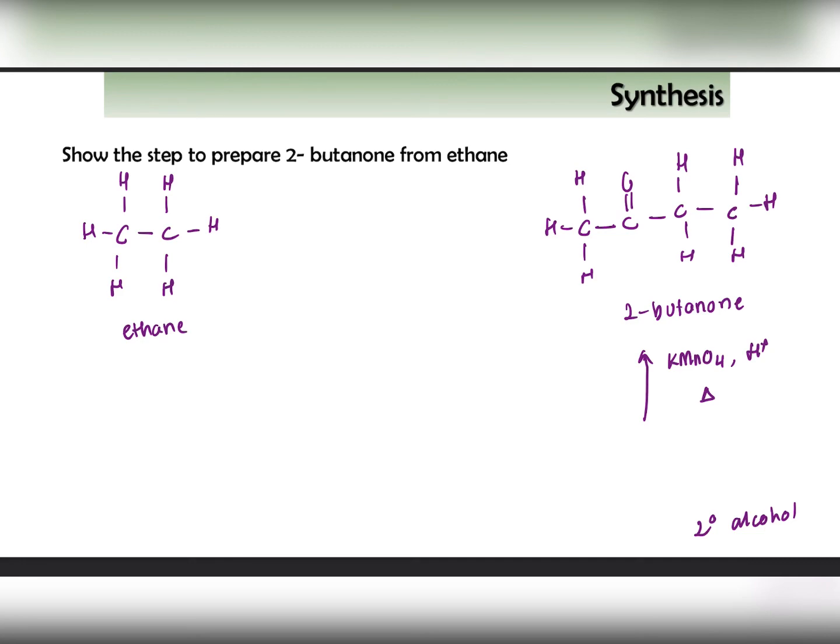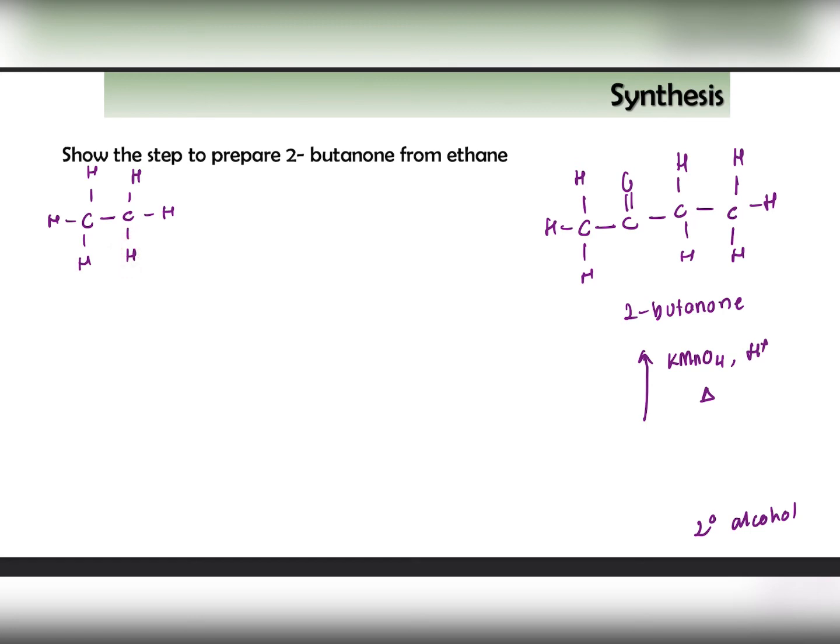so we first convert this ethane to a haloalkane. So ethane is an alkane, you want to form a haloalkane. For ethane there is only one reaction that you learned. Alkane undergoes free radical substitution. So one of the hydrogens will be substituted with a halogen.